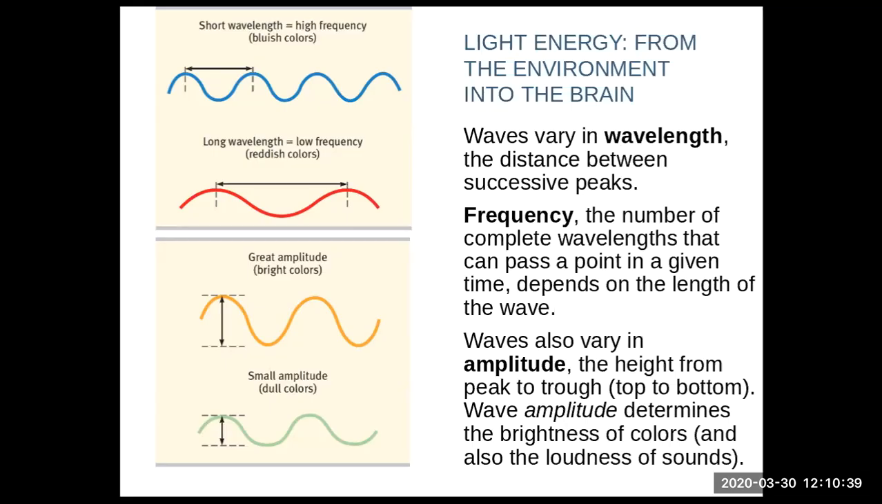So just to review, in the visual system, which is what we're going to continue to talk about, shorter wavelengths are more of a bluish color, longer wavelengths are more of a red color, and the others are in between those wavelengths. So the wavelength determines basically what color or hue we perceive in our brain. And the amplitude or height of the wave tells us how bright or dull the color is.